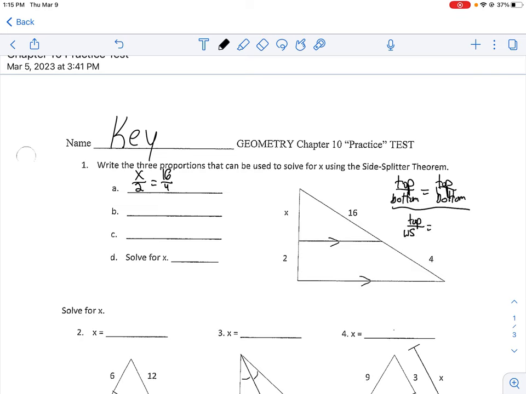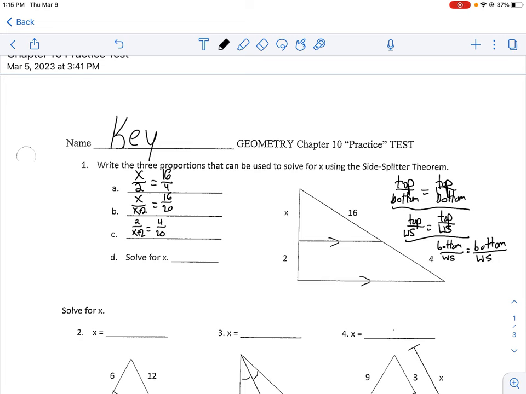I'm going to write WS for whole side, and then top over whole side. That would be x over x plus 2, right? The whole side is x plus 2, and then 16 over 20. And then our third one would be bottom over whole side is equal to bottom over the whole side. So that would be 2 over x plus 2 is equal to 4 over 20.